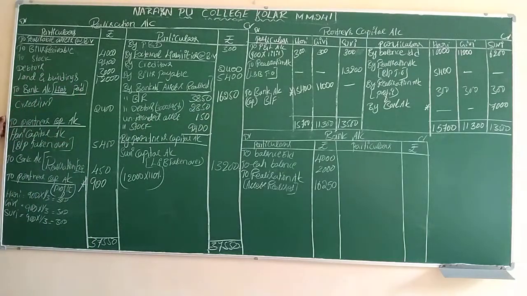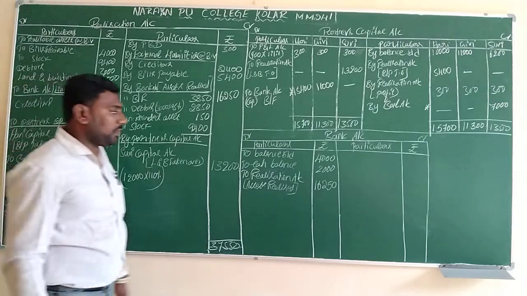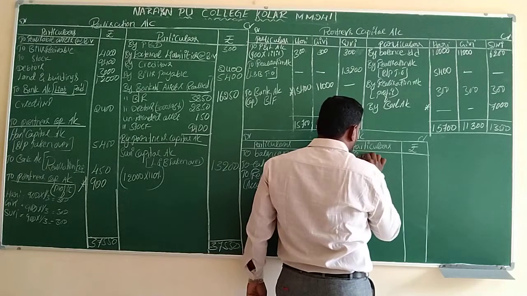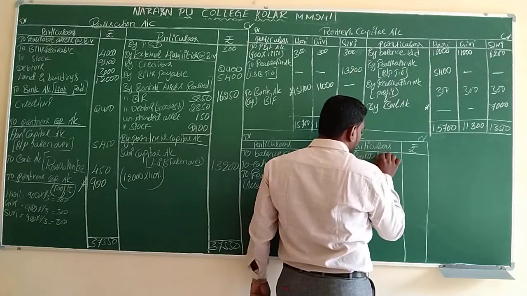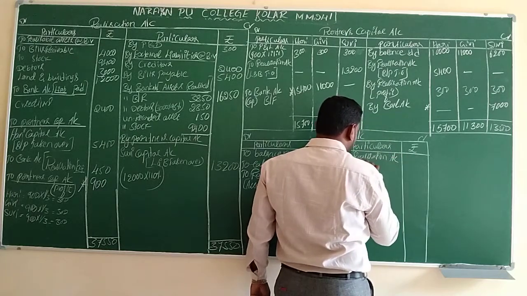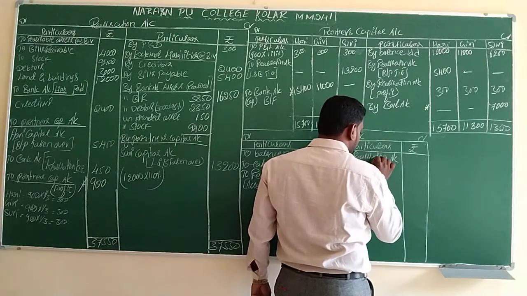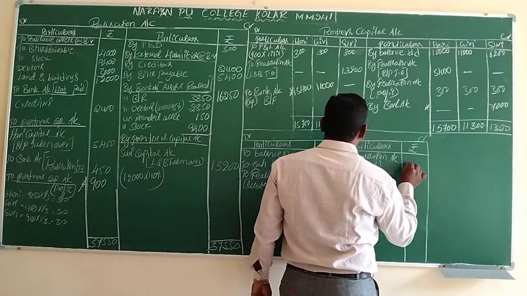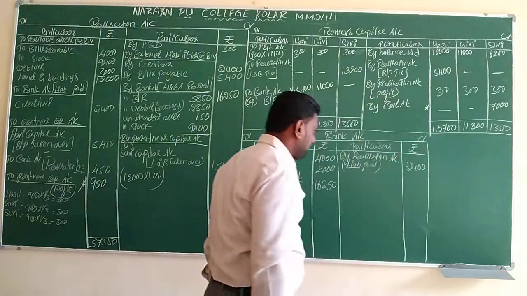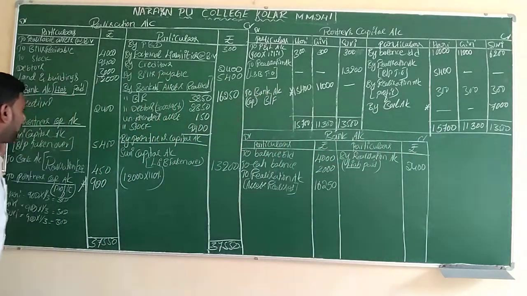Let's come to step number 4. Again we have to write the term bank account. To bank will become by on the credit side. What is the creditor? That is there, 2,400. That value we write here: by realization account, in brackets liabilities paid. The value is 2,400. Step number 3 and 4.